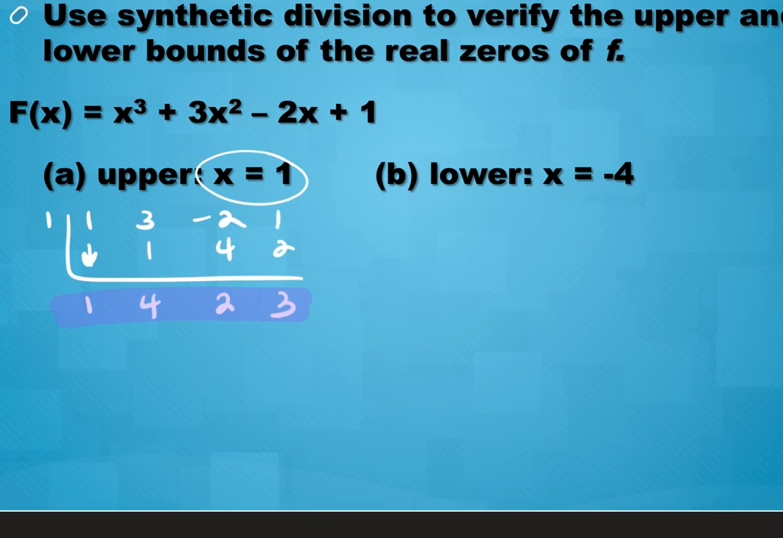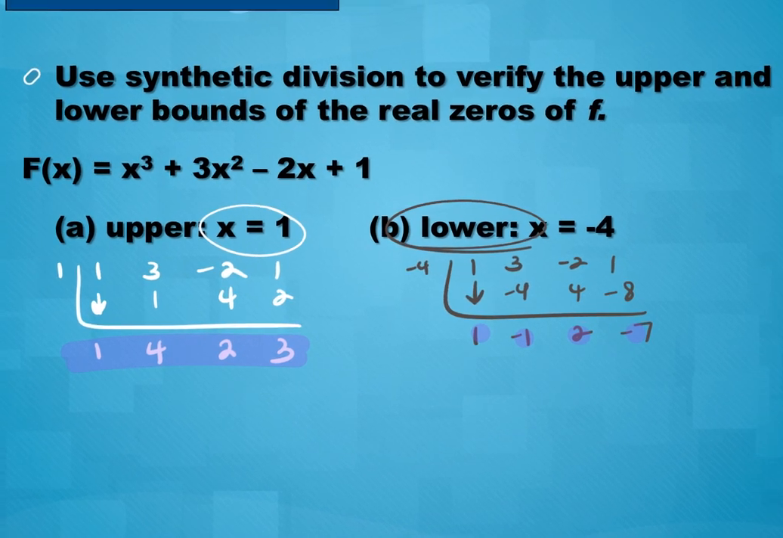Then I go to B. Put -4 on the outside. 1, 3, -2, 1. Bring down the 1. Multiply it, put it in the next column, add it. Multiply it, put it in the next column, add it. Multiply it, put it in the next column, add it. And my signs alternate positive, negative, positive, negative, which means this is a lower bound.